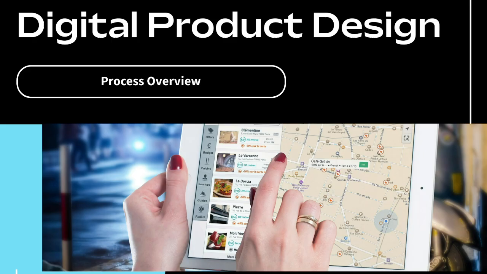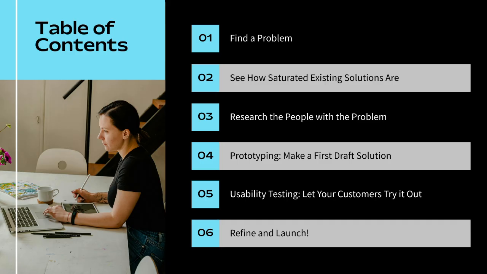So let's just jump right in and see if I can share the basics of how to design any digital products from scratch. Basically, I see it as 6 key steps. Step 1, you got to find a problem that is severe enough that people want to do something about it. Step 2, you want to see how saturated the market is, filled with existing products that are already solutions to that problem. Step 3 is you want to research the people with that problem.